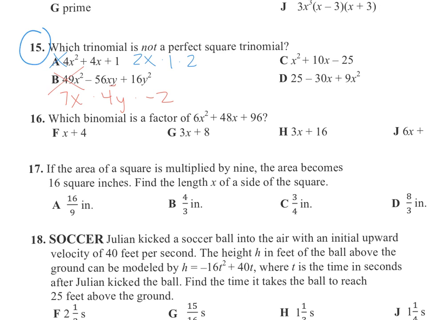Let's look at C here. So square root of my first term is x. Square root of my last term, can I take the square root of a negative number? You cannot, so C will not be a perfect square trinomial. So that is our answer. I mean, we could check part D just to be safe. I'm not going to right now, but on your final, that would be a great idea.